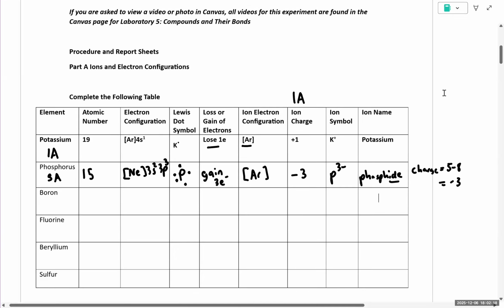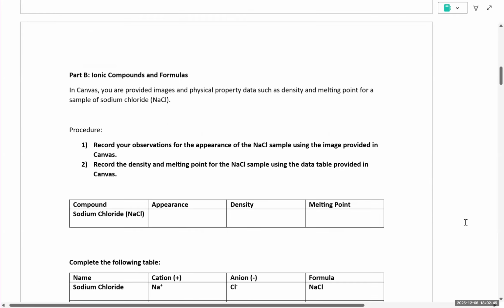Okay, with these two examples in mind, you're going to complete the remainder of this table where you're identifying the electron configuration of each atom, predicting how that atom will ionize, and in turn, writing the electron configuration, symbol, and name for that cation or anion that's formed during ionization. So you'll complete the remainder of this table independently. Let's take a look at the next part.